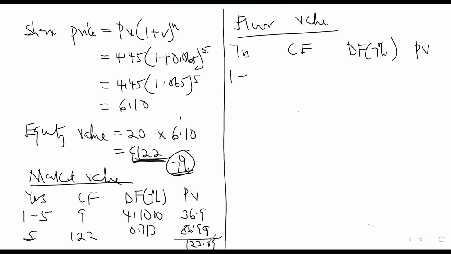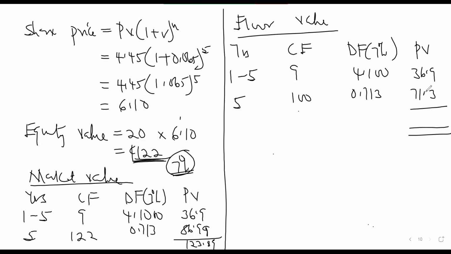So we have 1 to 5. The cash flow will still be 9. The discount factor will be 1.00. So this will be 36.9. Then year 5, we now have 100. We are not converting, so we are not going to be having equity value. We now be having par value, which will be 0.713. So that will give you 71.3. That is what we call the floor value. So the floor value is if you are redeeming at par, what will be the present value of all the cash flows.